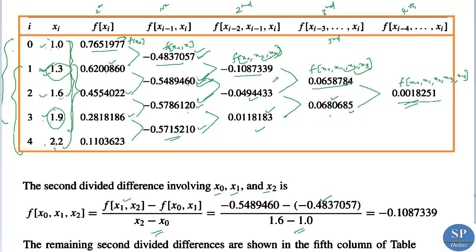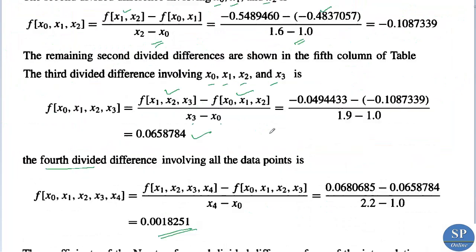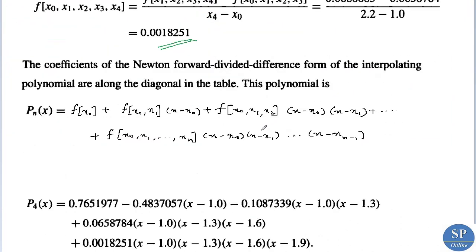Now, by using these diagonal entries, that is f of x0, f of x0, x1, f of x0, x1, x2, f of x0, x1, x2, x3, and f of x0, x1, x2, x3, x4, we can obtain the interpolating polynomial. So we know the interpolating polynomial Pn of x is equal to f of x0 plus f of x0, x1 into x minus x0, plus f of x0 x1 x2 into x minus x0 into x minus x1, plus and so on, up to f of x0 x1 up to xn into x minus x0 into x minus x1 and so on up to x minus xn. But here we have n equal to 4, that is we have 5 points.